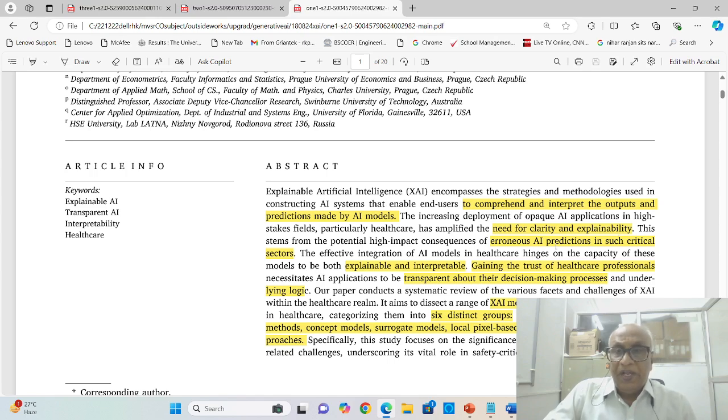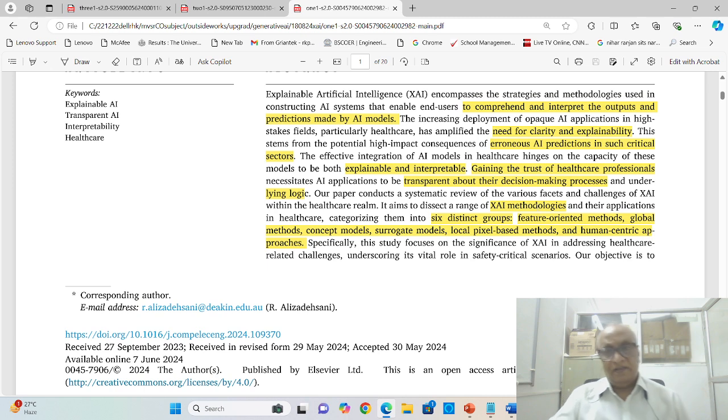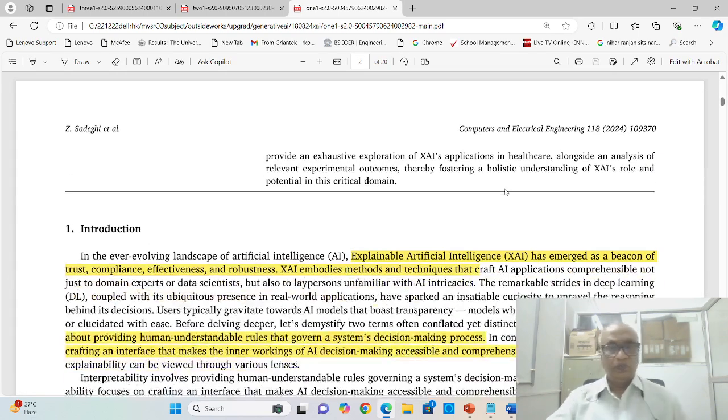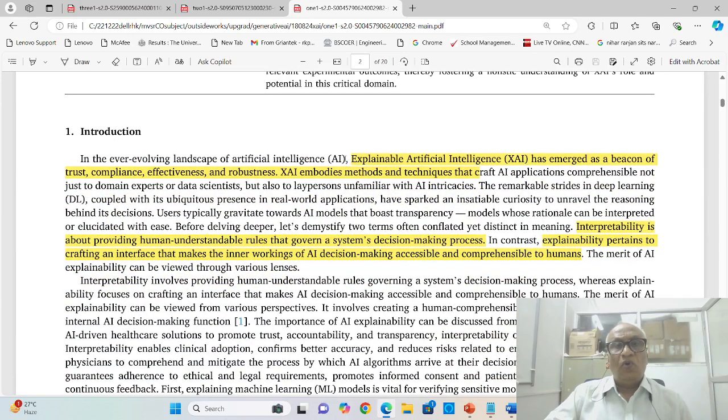So AI predictions are being done in many critical sectors, so they may get impacted if explanation and interpretation is not there. So if AI is being used in healthcare domain, the trust of the stakeholders from the healthcare is an important aspect. This trust can be gained by making the AI application transparent and their logic being known. So what is the role of explainable AI in AI? It adds trust, compliance, effectiveness, robustness.